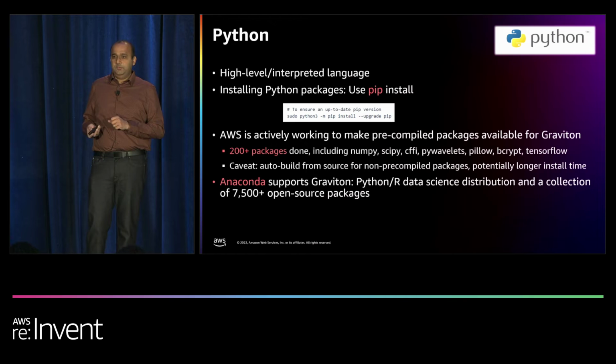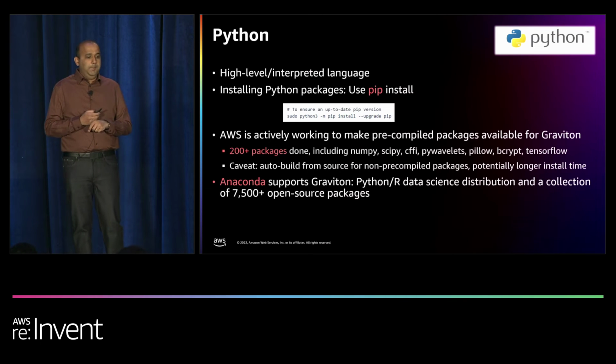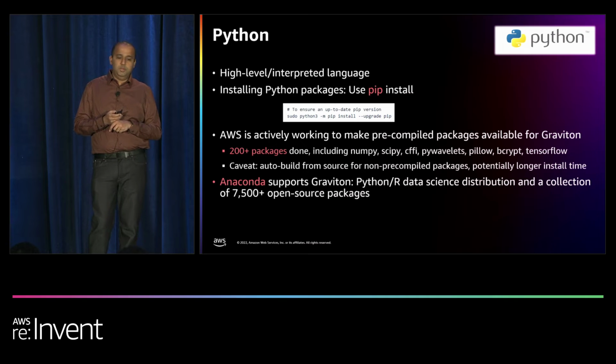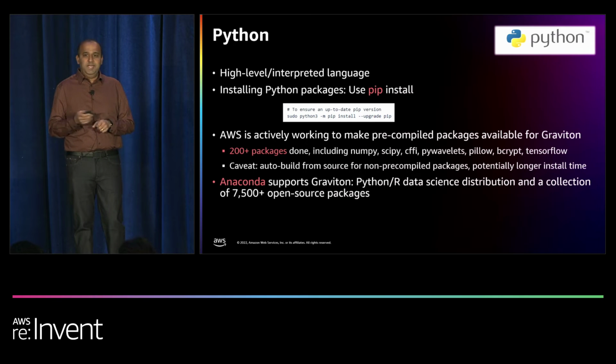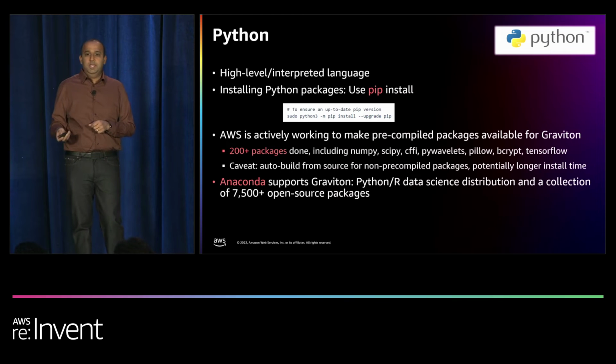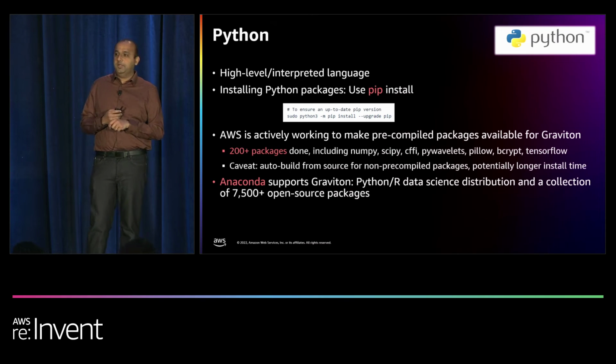Finally, a word on Python. If you're using Python, typically you would use pip install to get all the Python packages, making sure you have a new enough version of pip available. And from our side, AWS is also actively working to make several pre-compiled packages available for Graviton. There are more than 200 packages that are done, and you can track the nightly status of those builds also on our GitHub Graviton webpage.